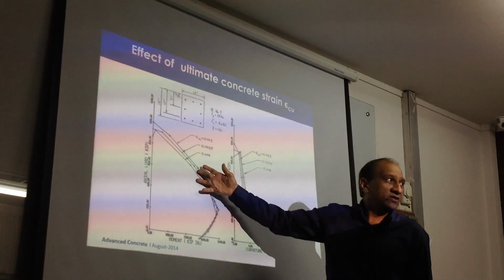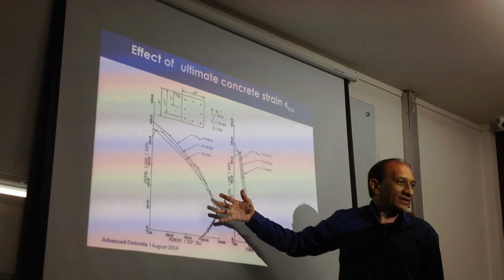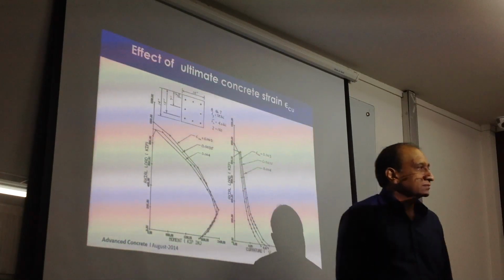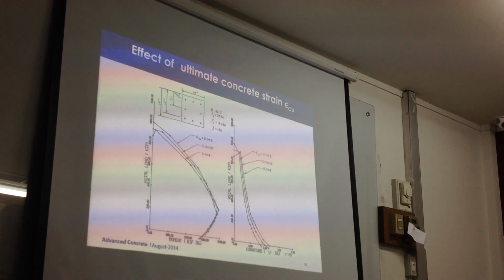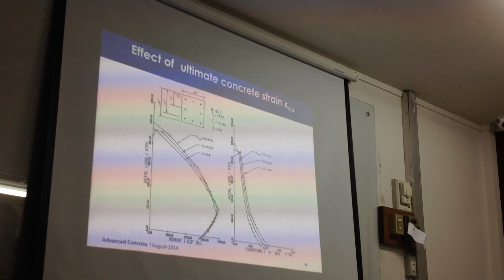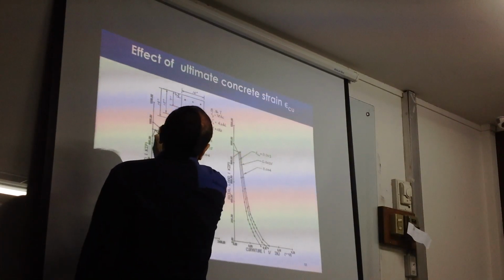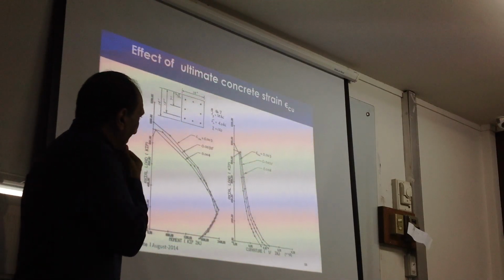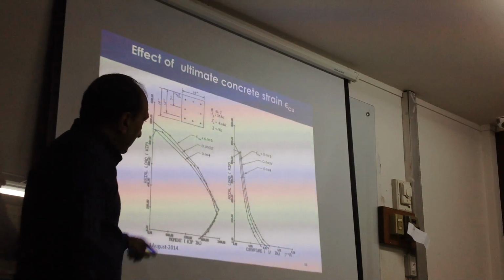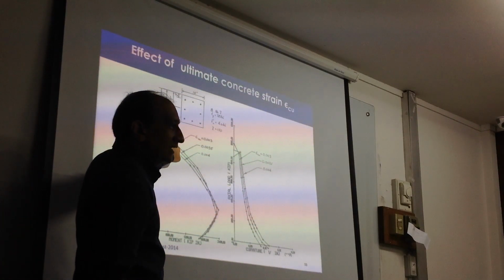So not much difference in this area, on the moment side. Why? Simple question. Because moment is controlled by reinforcement, not by concrete. So it doesn't matter what strain you use, right? But here, in compression, strain will matter, right? Greater strain, lesser value. Smaller strain, higher value.